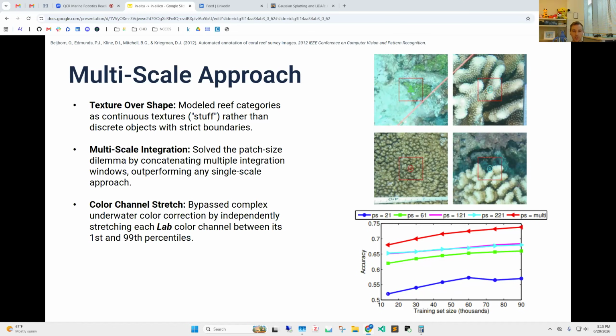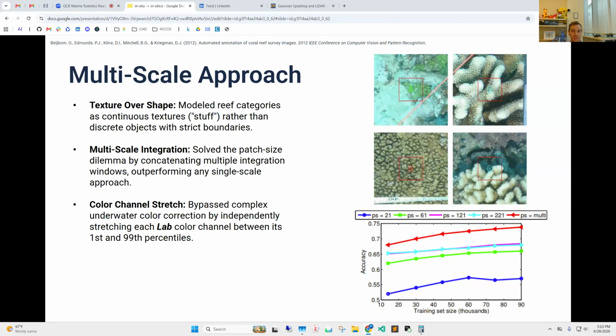So their solution is to combine the feature vectors that they would get from multiple patch windows and concatenate them together. And then in their work, they found that this actually provided some pretty good results. I wouldn't say this necessarily solved the problem. Patches are notorious for being a fickle form of annotation, but they do have their uses.